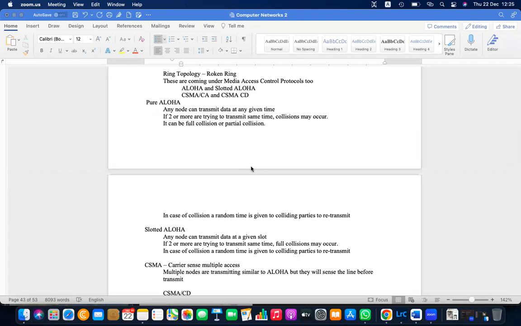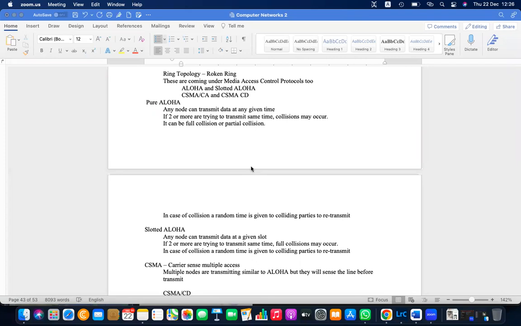Aloha is like three-wheelers. Without looking at the lane, they just put their vehicle onto the road. That is Aloha. That is the nature, so collisions may occur. It can be a full collision or a partial collision. In case of a collision, the node will wait a random time and start retransmitting.